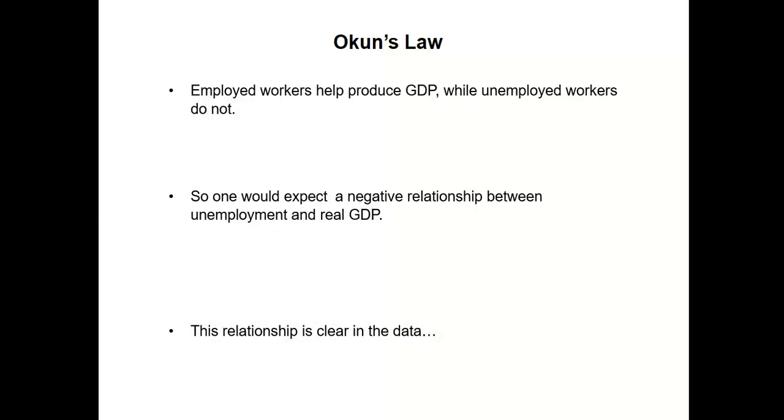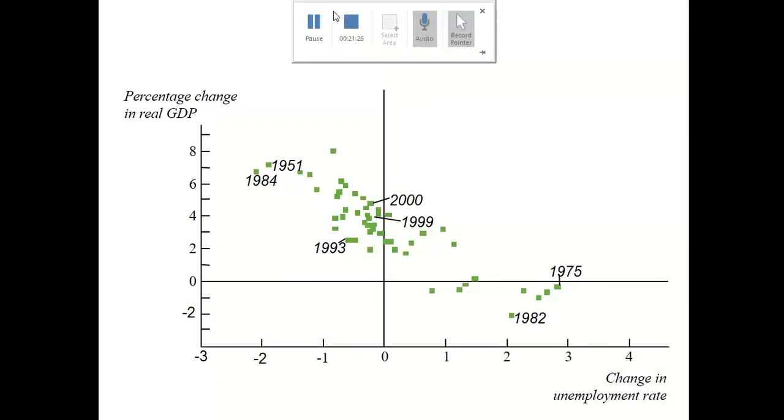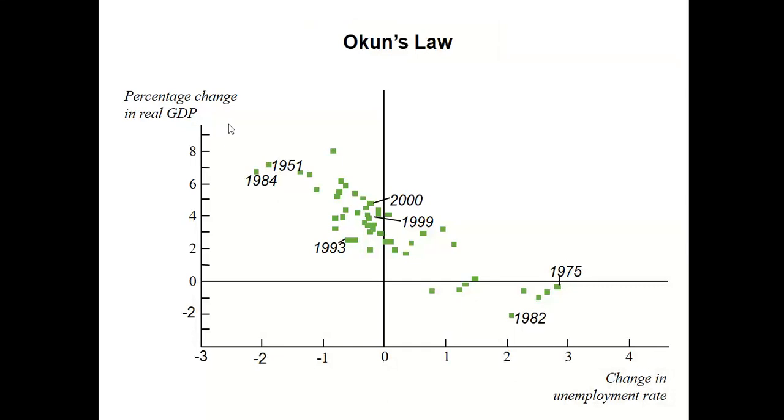So there is a negative relationship between unemployment and real GDP. As unemployment increases, real GDP decreases and vice versa. And this relationship is clear in the data that is available here. On the y-axis, percentage change in real GDP is measured, and on the x-axis, change in unemployment rate is measured. There is a downward sloping line which indicates the negative relationship between unemployment and real GDP.